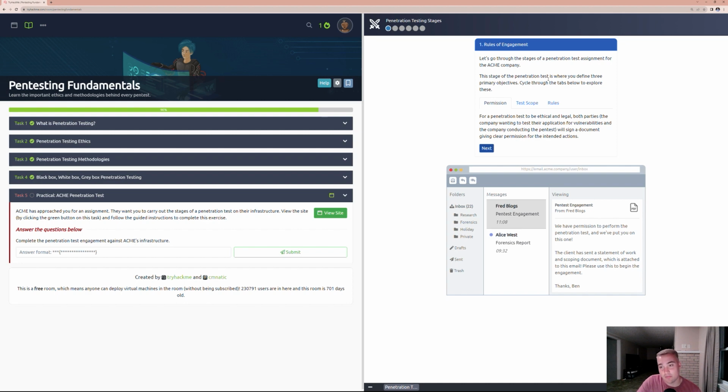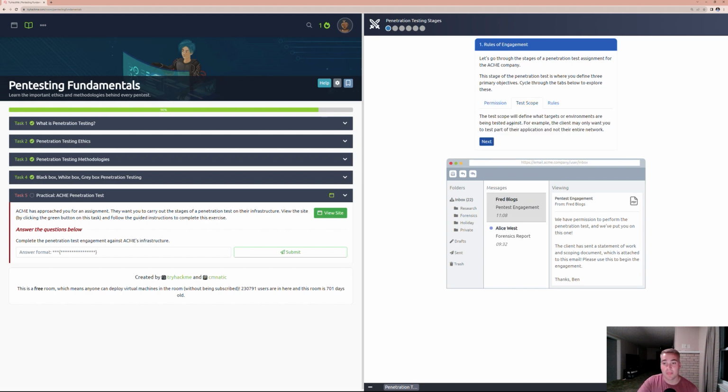This stage of the penetration test is where you define 3 primary objectives. Cycle through the tabs below to explore these. So, permission. For a penetration test to be ethical and legal, both parties, the company wanting to test their application for vulnerabilities and the company conducting the pen test, will sign a document giving clear permission for the intended actions. Test scope. The test scope will define what targets or environments are being tested against. For example, the client may only want you to test part of their application and not their entire network.